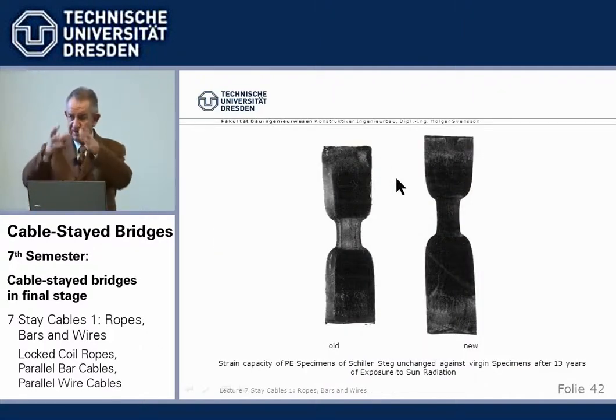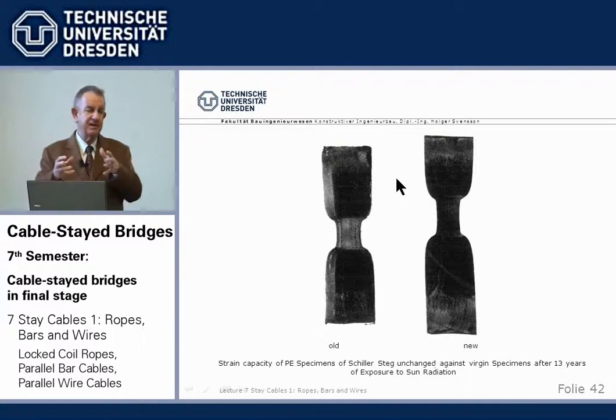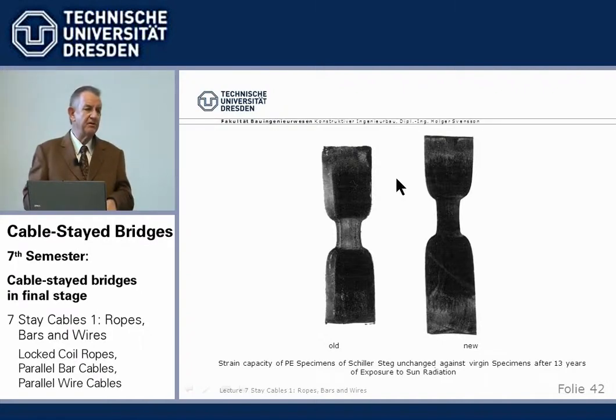And from these cut-out PE pipes, after 15 years in the sun, when they were pulled, these 15-year-old specimens showed the same characteristics as virgin PE as compared here. So the UV did not make any difficulties.